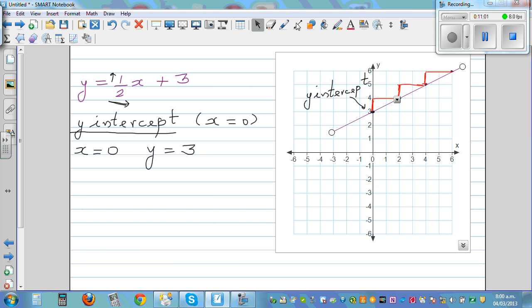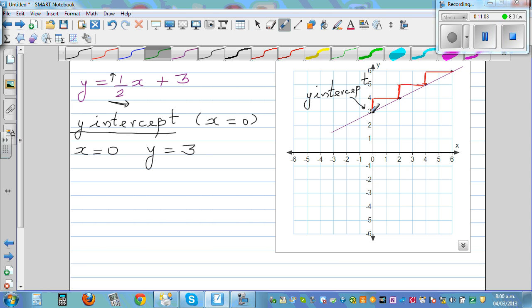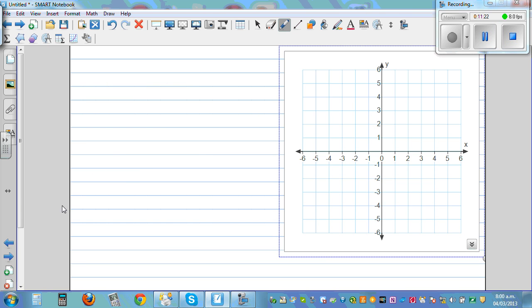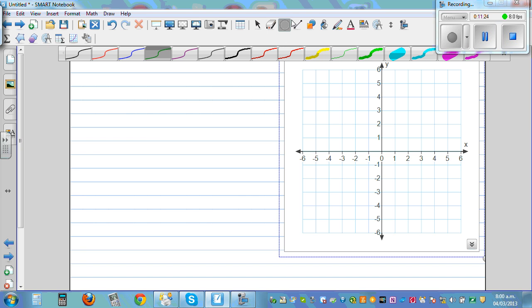So this is one up, two across, one up, two across, one up, and two across. So the equation of this line is y is equal to one half x plus 3.